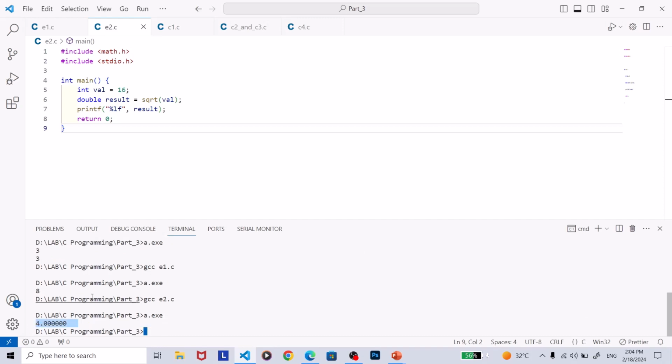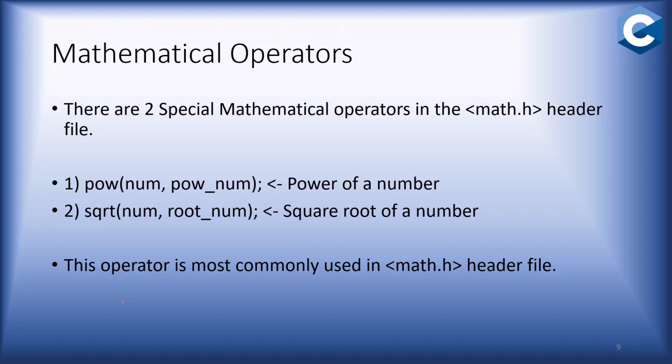Now, how do these functions work? POW takes two arguments, the base, the number we're raising to a power, and the exponent, the power itself. Inside the function, it multiplies the base by itself the number of times specified by the exponent. For SQRT, it only takes one argument, the number whose square root we want to find. The function uses clever algorithms to estimate the answer very precisely.